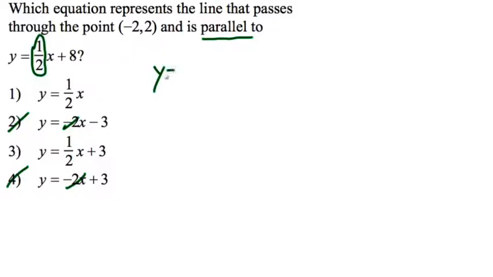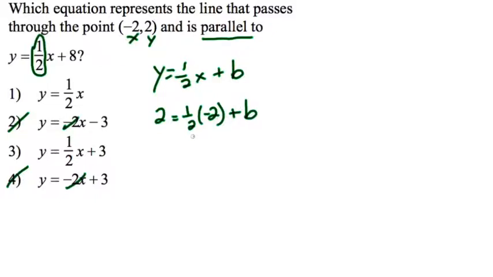So first I'll start with a basic equation. y equals 1/2 x plus b. b just stands for the y-intercept. In this point here, the -2 is the x value and the 2 is the y value. So for y, you plug in 2, and then for x, you plug in -2. This will help you solve for b, the y-intercept, in our equation.